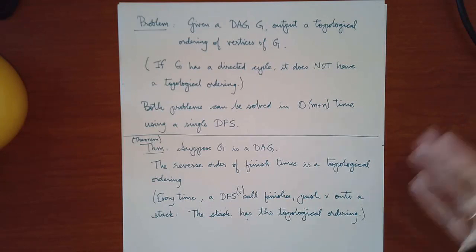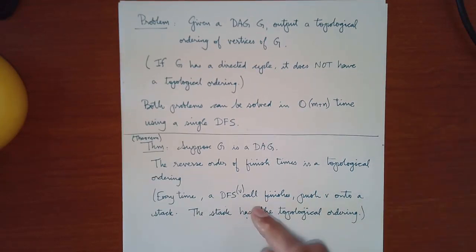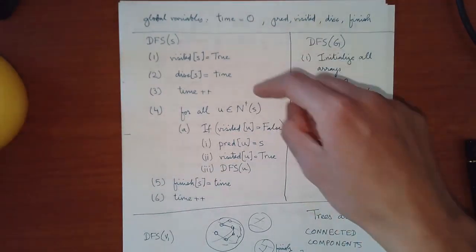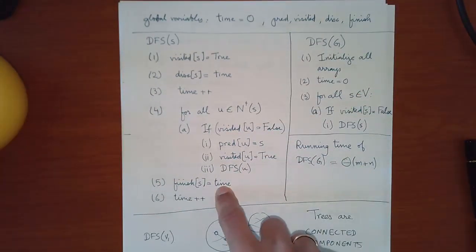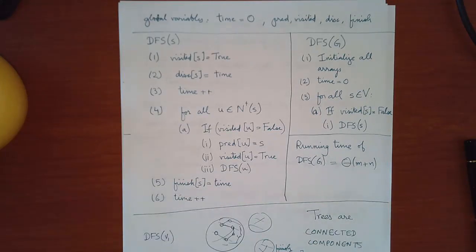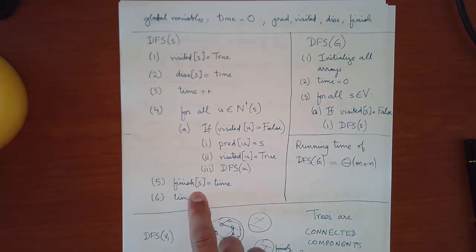And so what you do is you just do depth first search, and every time a DFS call finishes, to remind you of the depth first search code, here is the code. Every time depth first search makes a call and it finishes, you push S onto a stack. So it's kind of the opposite of the call stack. And the ordering in the end is a valid topological ordering. That is the ordering on the stack.